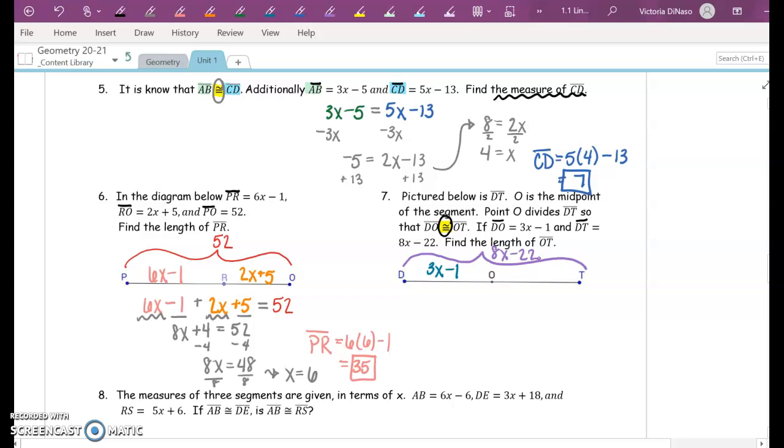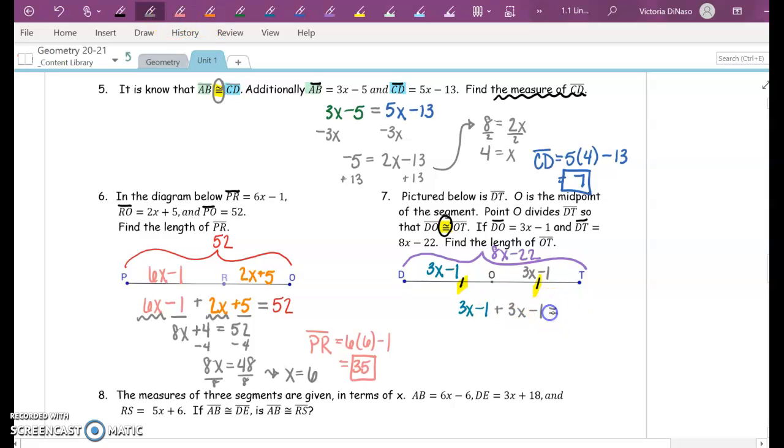We need to find the length of OT. Well, going back to that word congruent, that symbol that we said, DO being congruent to OT, we can denote in our picture with little tick marks that DO is in fact congruent to OT. I'm going to go ahead and highlight them in yellow. So because they're the same measure, we can write in that OT is also the length 3x minus 1. So now we have two different parts, 3x minus 1 plus 3x minus 1.